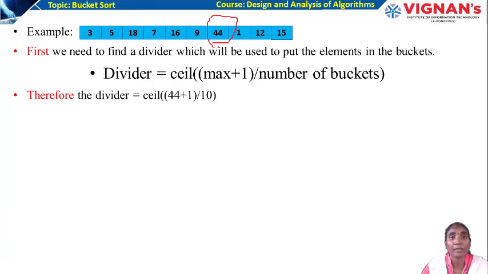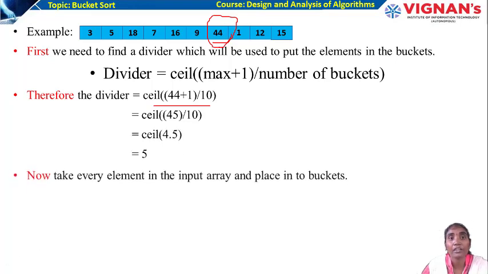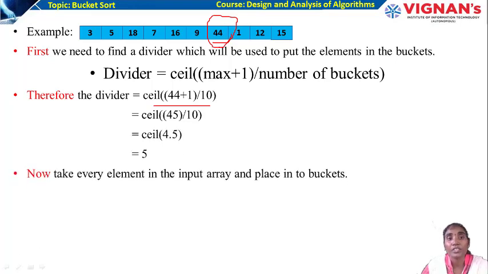In our example, the maximum number is 44. So, we calculate the divider value, which is CEIL of (44 plus 1) by 10. This is equal to CEIL of 45 by 10, which is CEIL of 4.5, which is equal to 5.